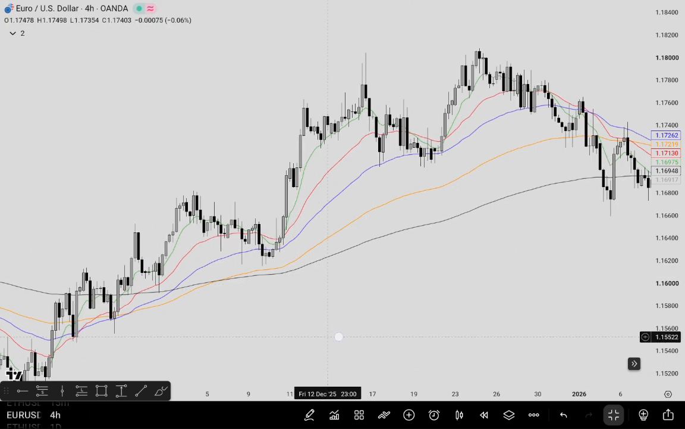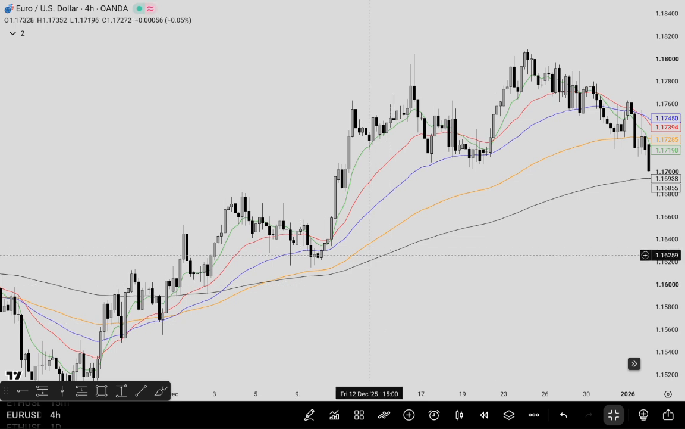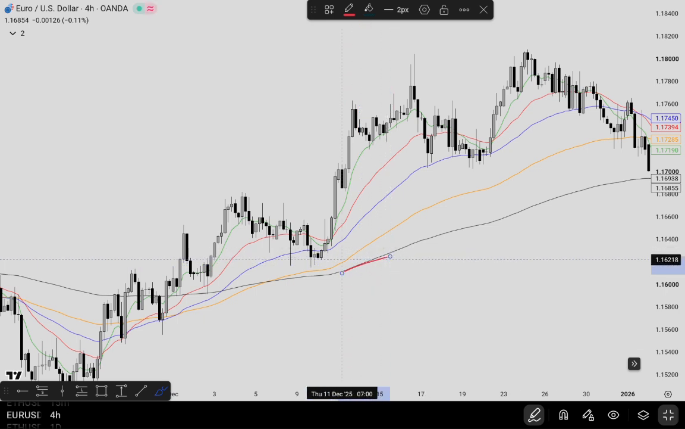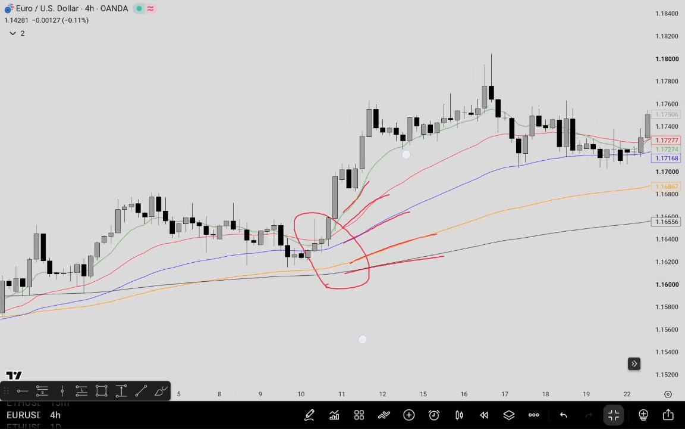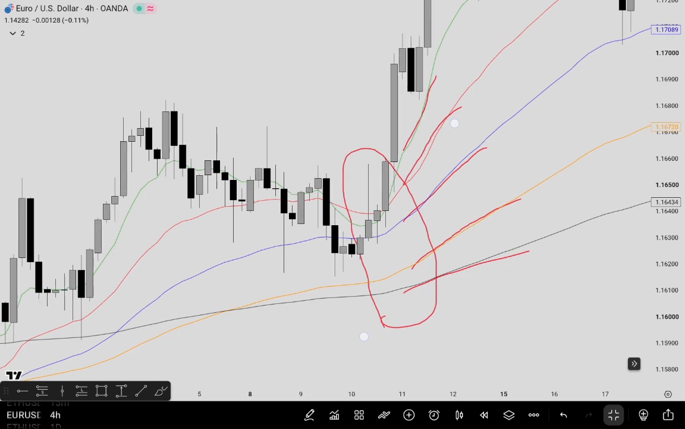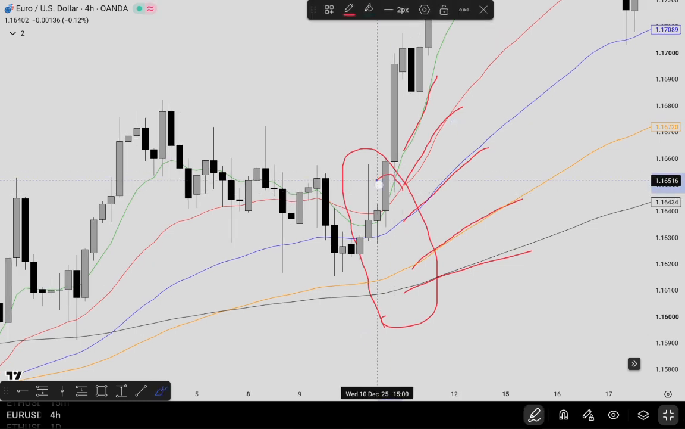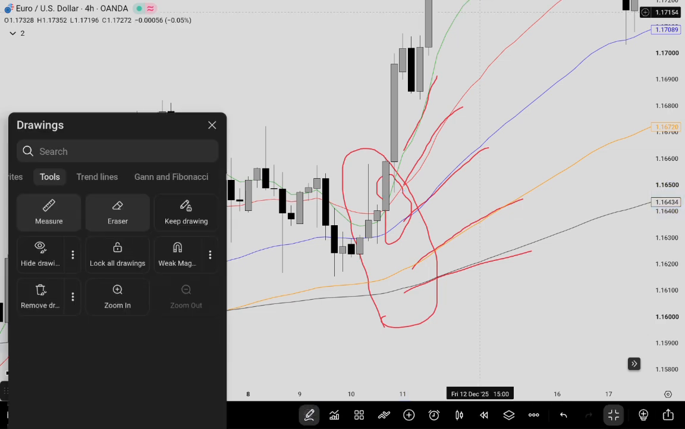Now, what is the alignment? For a long trade, the EMA 200 should be the lowest, and then the EMA 100, the EMA 50, the EMA 25, and the EMA 9. Like here, there is the EMA 200, then the EMA 100, then the EMA 50, then the EMA 25, and then the EMA 9. Now here, in this region, the EMAs have perfectly aligned. I should zoom in for you. Right in this area, the EMAs have aligned perfectly. The green has crossed the red. Right. So this is the first step.